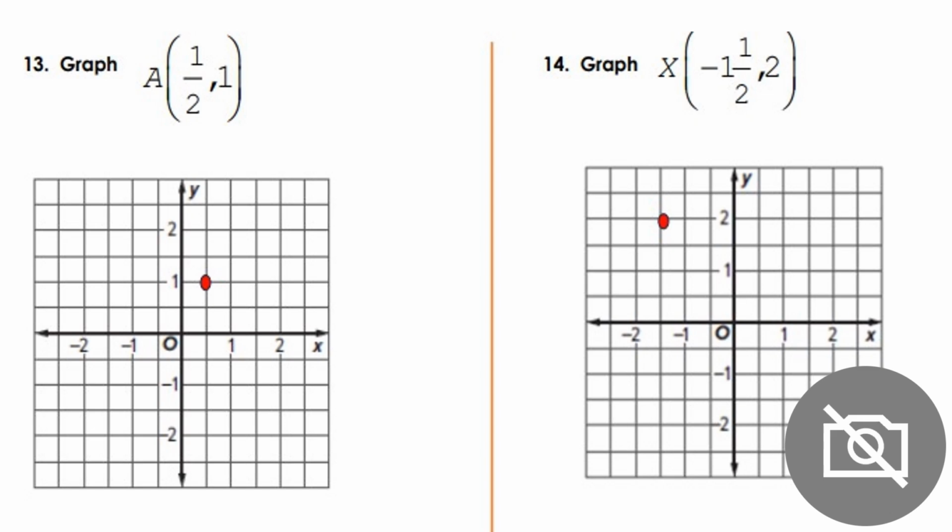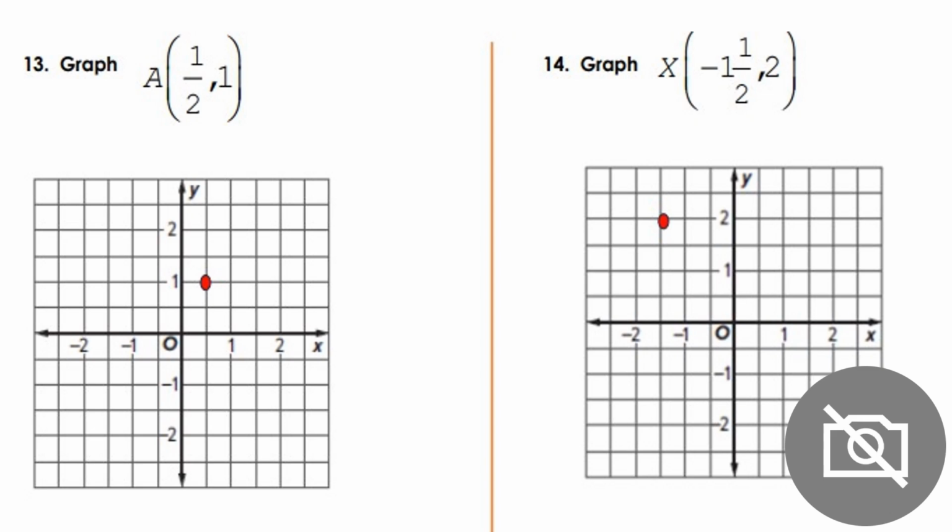Graph half and 1. Okay, that's the point A. So what you have to do is, this is a graph grid, with X and Y axes. Now half means, see here, in X you have to select half. This is 1, so half will be here and go up 1.